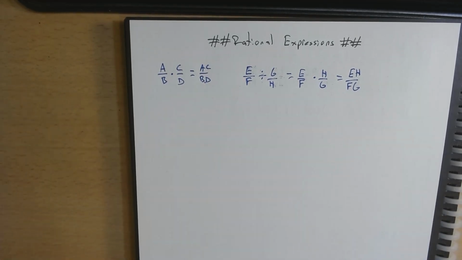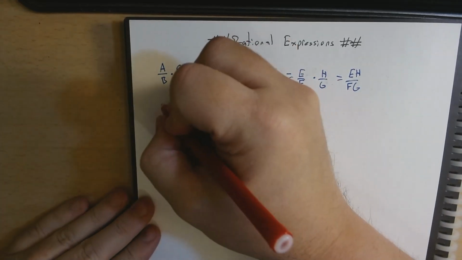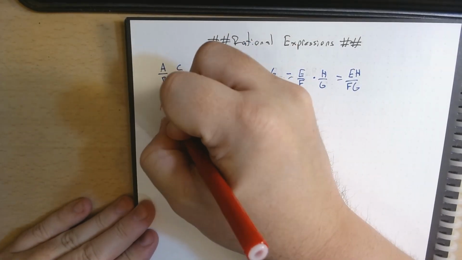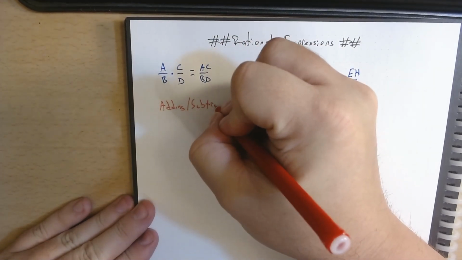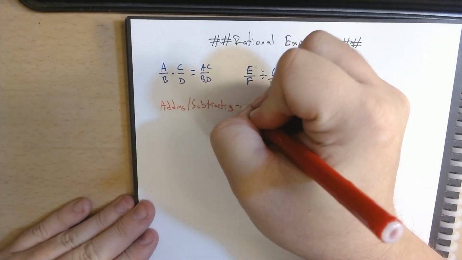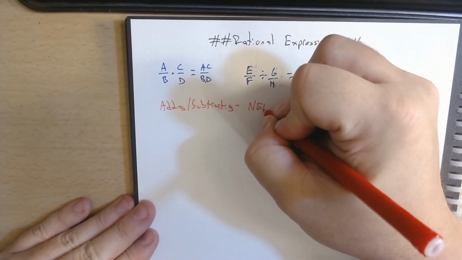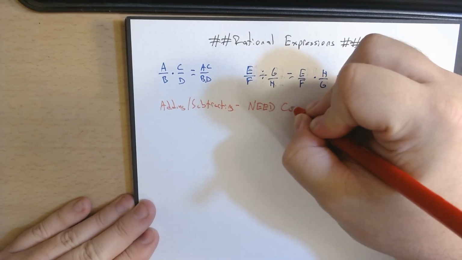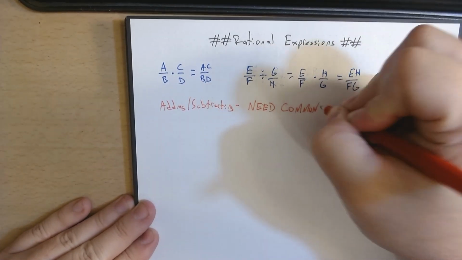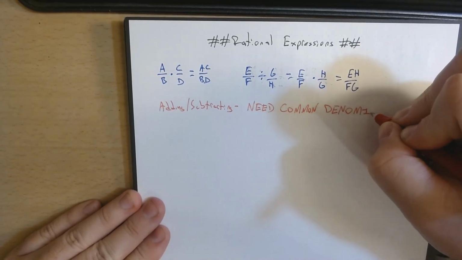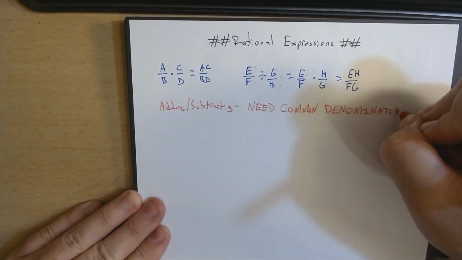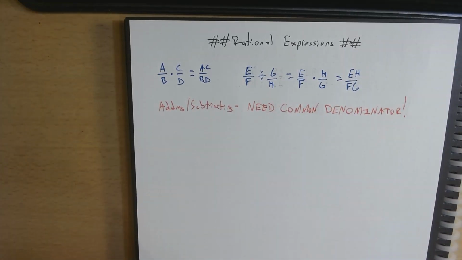Adding is a little bit different. Just remember, when you're adding or subtracting fractions, you need a common denominator. And multiplying and dividing is actually going to end up being simpler than adding and subtracting.